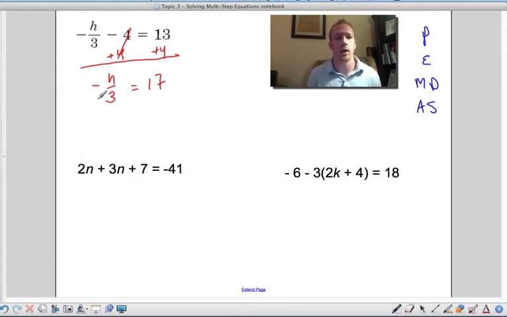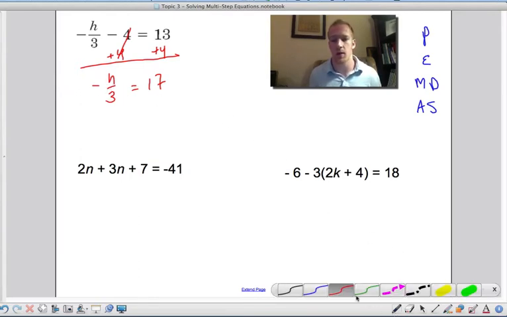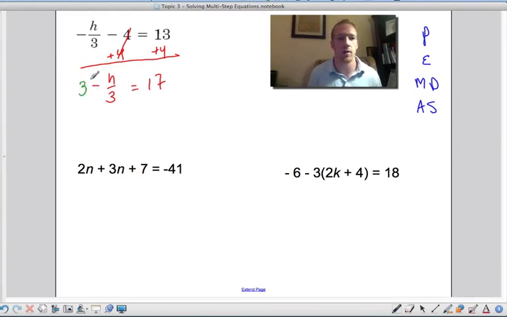So here I'm going to multiply, of course, by a 3 to get the h by itself. But since it's a negative here, I got to multiply by a negative 3. That way I have a negative times a negative is a positive h. That's what I want. And since I multiplied by a negative 3 here, I gotta multiply by a negative 3 on the other side as well. So that gives me a negative 51.